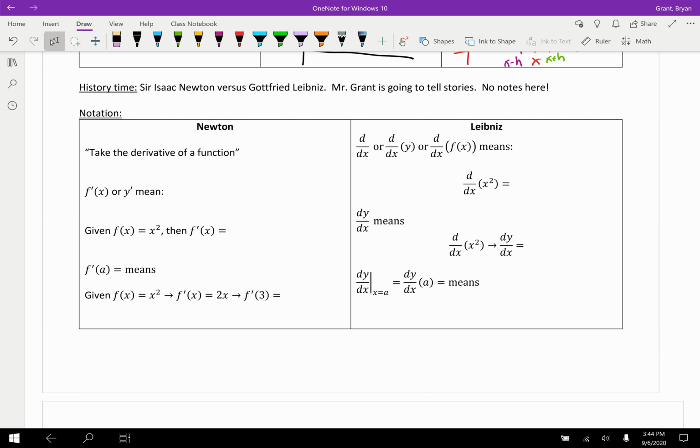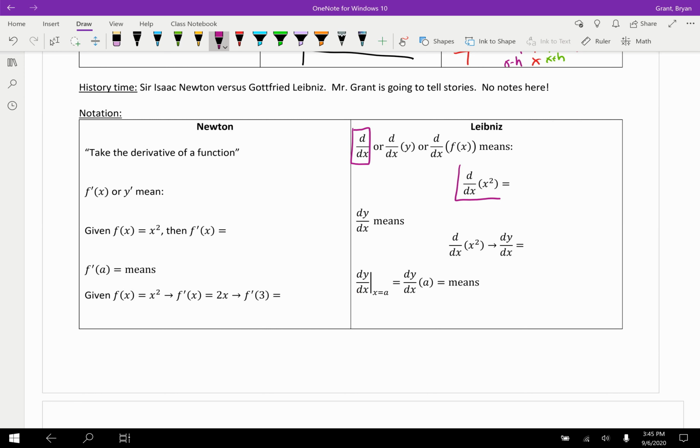So let's take a look at those two different notations and see if we can correlate what they mean with each other. On the Newton side of things, we have the phrase, take the derivative of a function. He didn't really have a way to tell somebody to do that. You would just say, find the derivative of a function. Leibniz, though, did. Leibniz had this notation, d dx. We read it as d dx, even though it's d over dx. We don't really want to think of that as two separate parts, though they kind of do mean separate things. He treated this as one whole operator. An operator is acting on something, and it means take the derivative of a function.